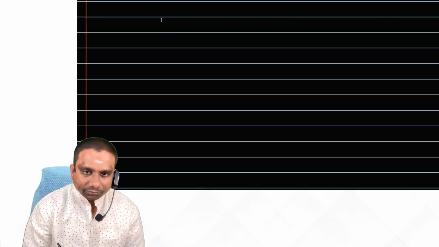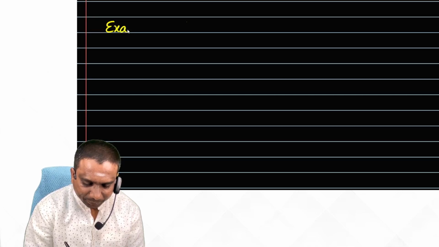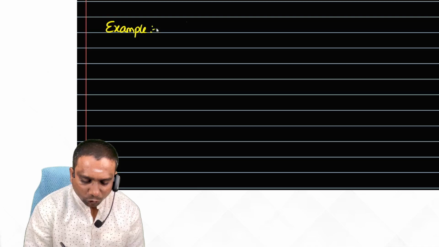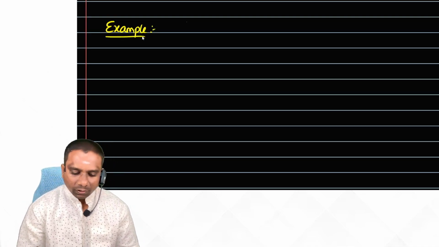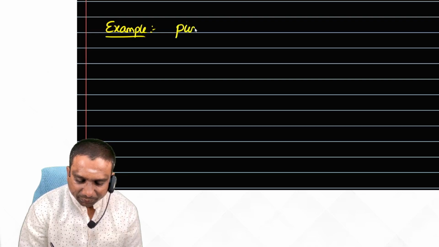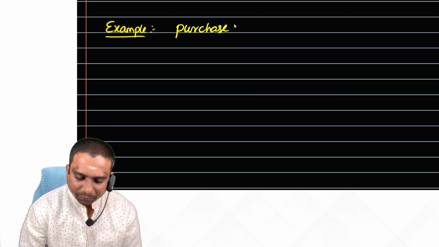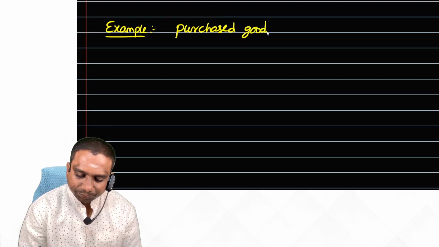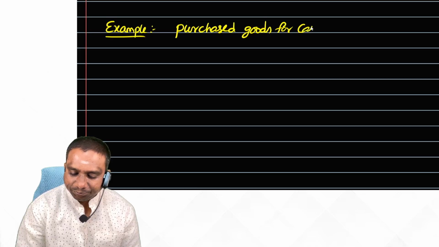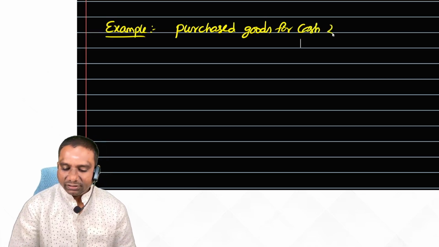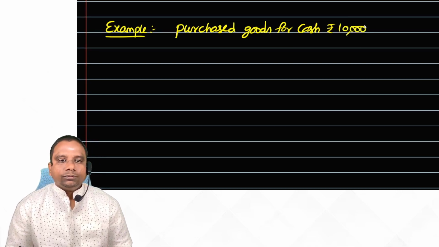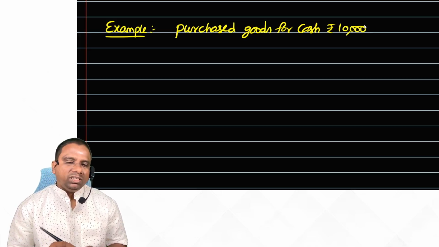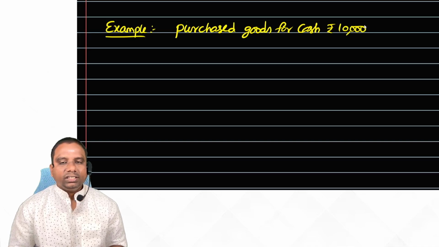Look at the first example. It is better for you to write it down too. Purchased goods for cash, rupees 10,000. First of all, tell me, is it a transaction or not? Yes, sir, it is a transaction.